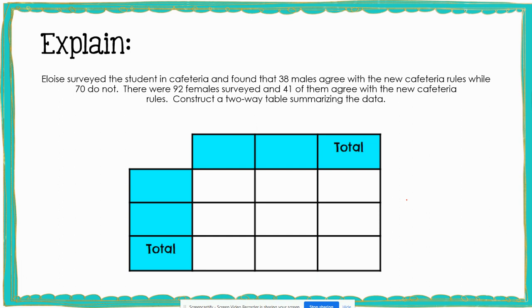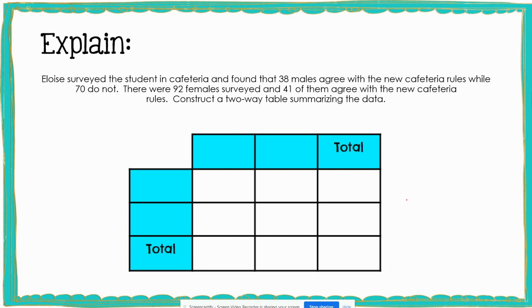Now, if you look at the top of page 12, you just see some survey results. This says Eloise surveyed the students in the cafeteria and found that 38 males agree with the new cafeteria rules, while 70 do not. There were 92 females surveyed, and 41 of them agree with the new cafeteria rules. So construct a two-way table summarizing the data.